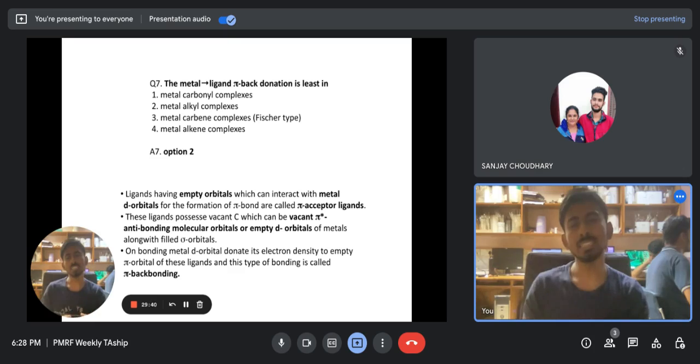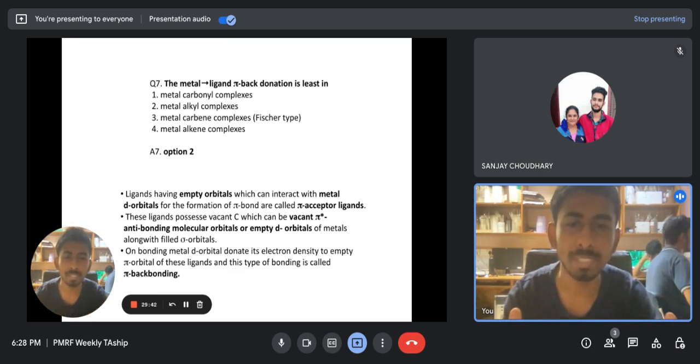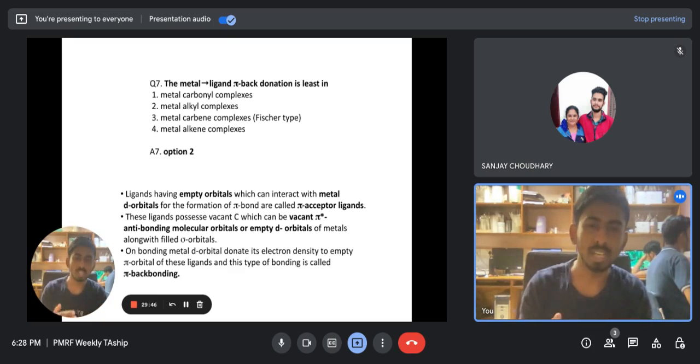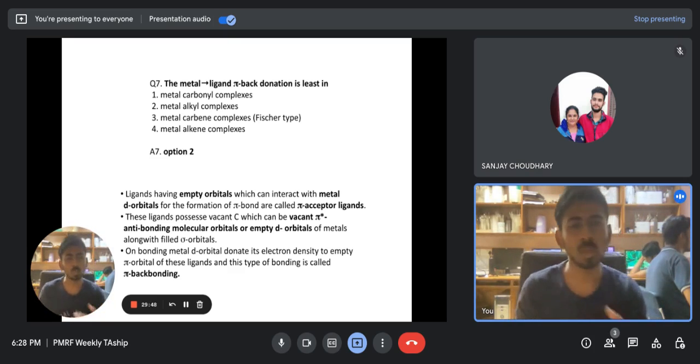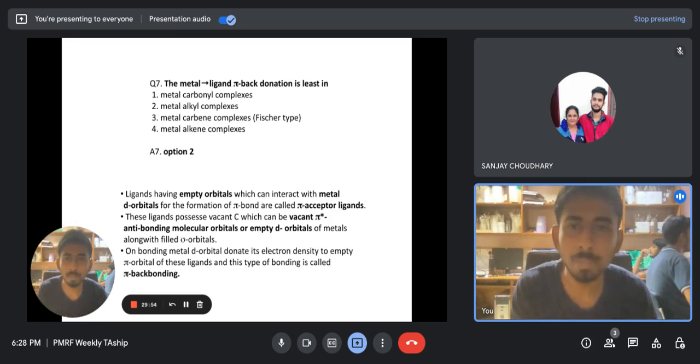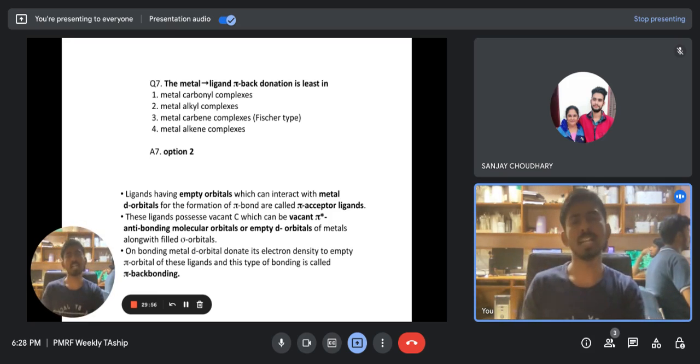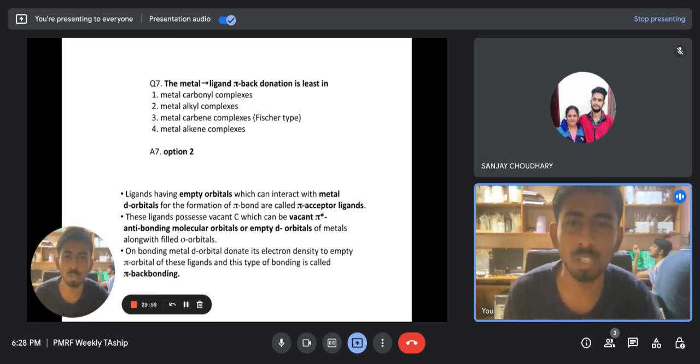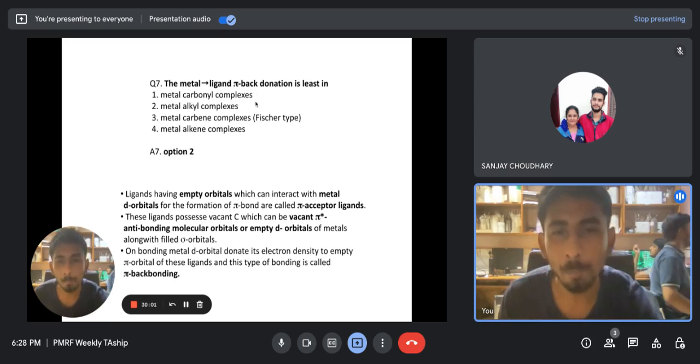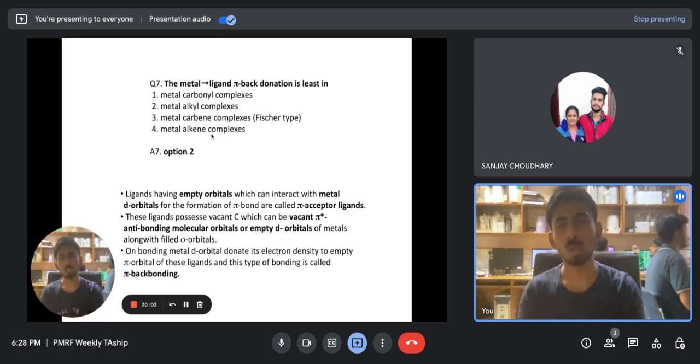Now, when these ligands bond with the metal, the metal d orbital donates its electron density to the empty orbital of the ligand. That's why this type of bonding is called pi back donation or pi back bonding. One by one, we'll discuss which kinds of ligands are capable of doing this pi back bonding. Among all four options, we have four kinds of ligands.